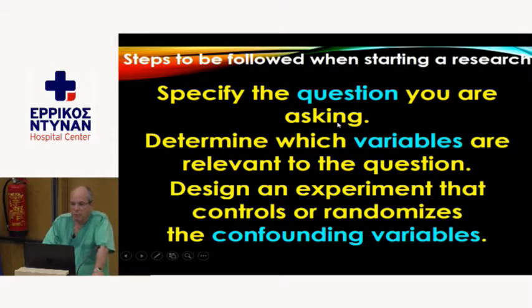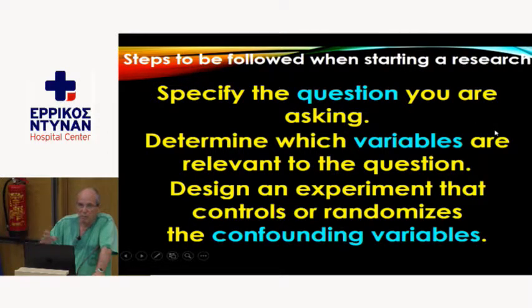What are the steps you have to follow when you are starting a research? First of all, you must specify the question you are asking. Determine which variables are relevant to the question. Design an experiment that controls or randomizes the confounding variables. You know that the variables are the most important things you can find, and controlling them with different tools is the most important aspect of your research.